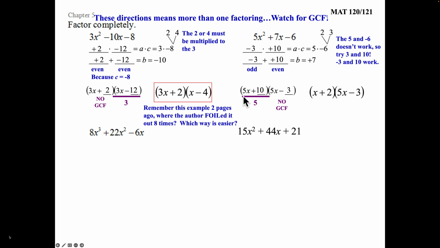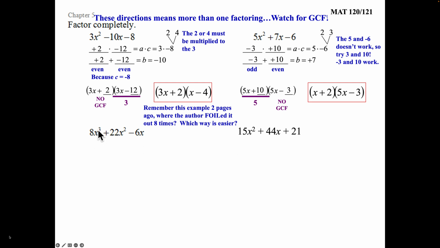Now again, remember I said one of these will have to be divisible by 5, which means one of these two numbers is divisible by 5. So the 5 had to be multiplied by the 2 or the 3. Since I needed an odd and an even, I went with the 2 times 5. And there's my answer.